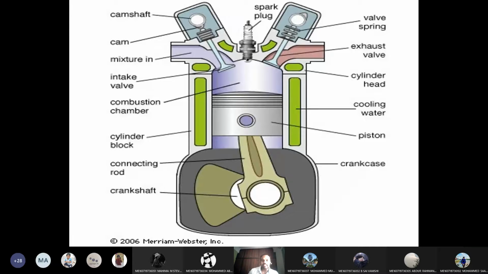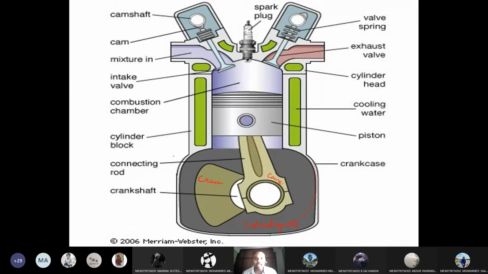Now you can see these are the parts of an engine. Coming from the bottom, this is the crankcase. It consists of lubricating oil, and this is the crank, and this is the connecting rod.